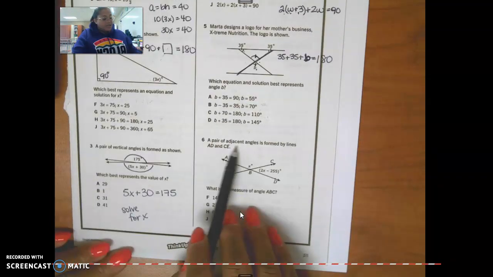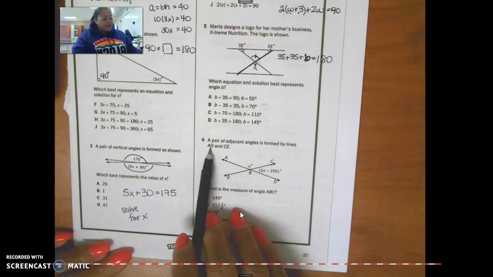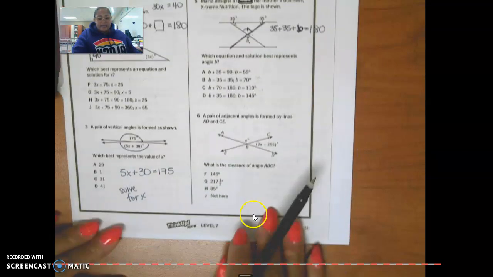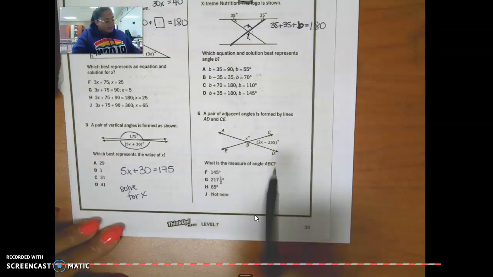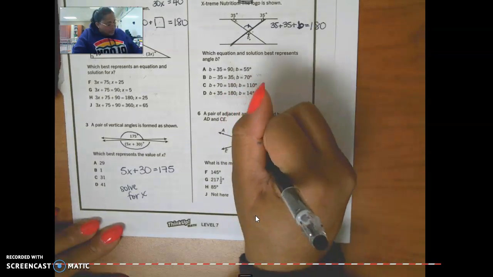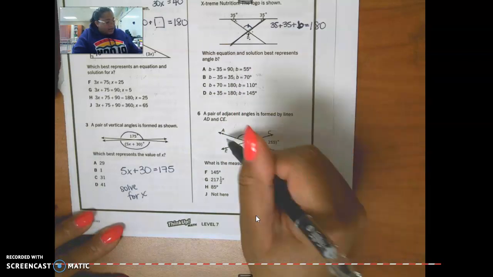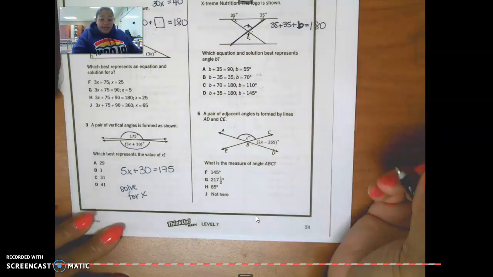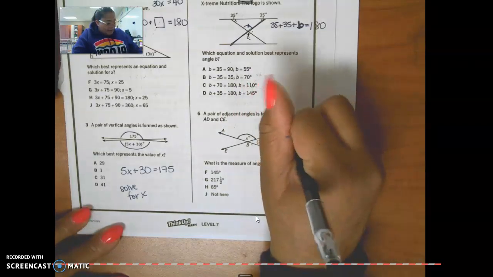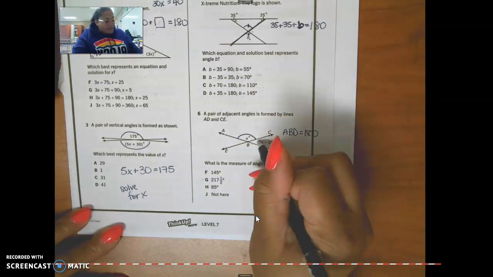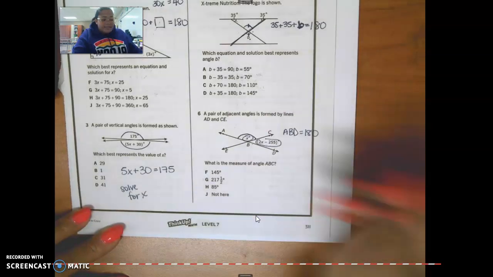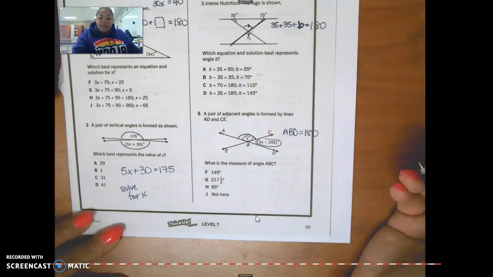A pair of adjacent angles is formed by lines AD and CE. What is the measure of angle ABC? This is angle ABC, and this is right here. And I know that ABD is a straight line. ABD is 180 degrees. So I know that this angle plus x have to equal 180 degrees.